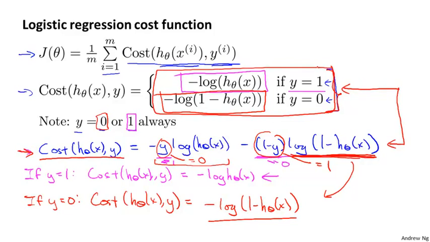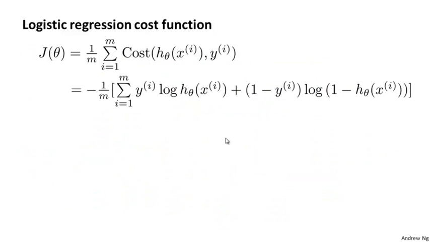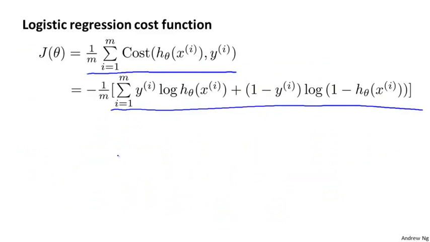We can therefore write out our cost function for logistic regression as follows. It is 1 over m of the sum of these cost functions, and plugging in the definition for the cost that we worked out earlier, we end up with this, where I just brought the minus sign outside.